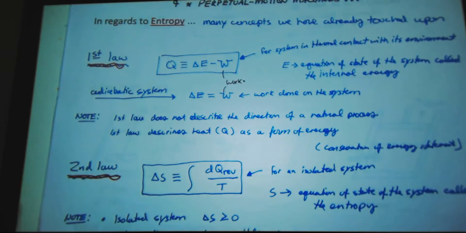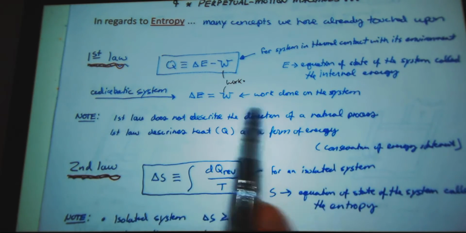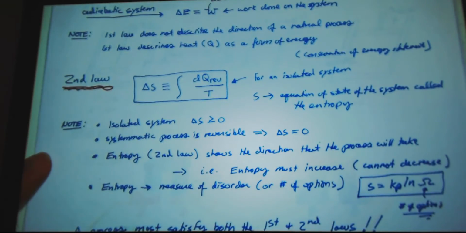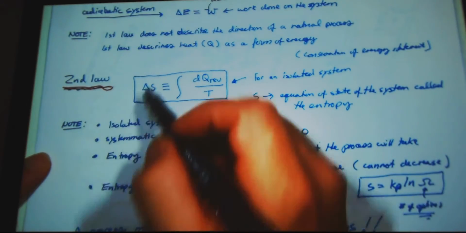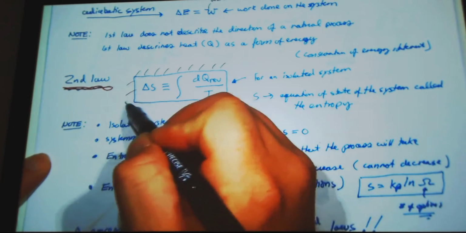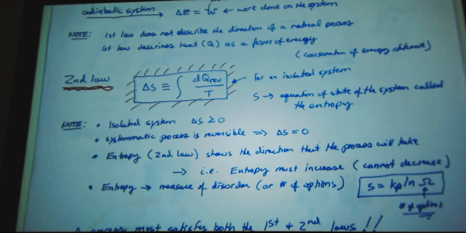Work on the system, thermal contact with the system. We have the energy balance, which can be written in this form: adiabatic system, work on the system. We have this other stuff. Now what's important here is the second law, and I'm going to do this to emphasize the fact that this is for an isolated system.